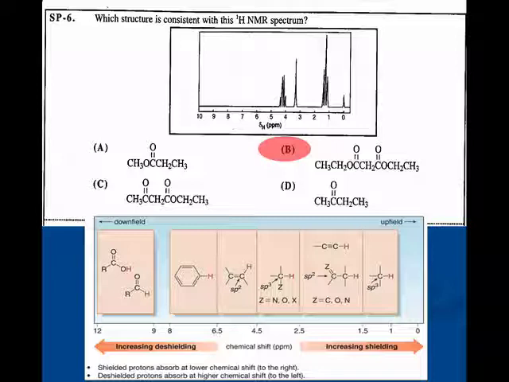So that quartet is going to be the furthest downfield. That triplet will be upfield. And then this singlet will be further downfield than the triplet because it is next to these carbonyls, but not as far downfield as the quartet because they're not directly attached to the oxygens. Right? So we can use all of our techniques to try to figure out that structure. Okay?